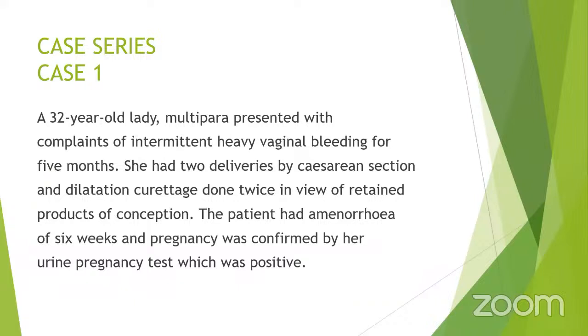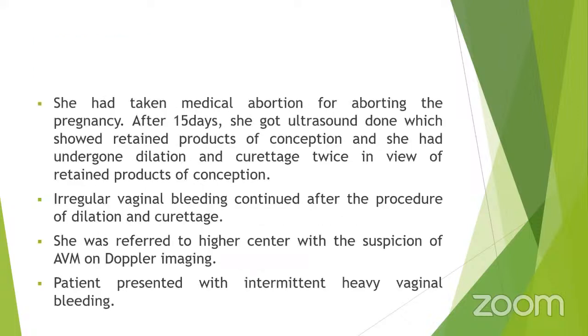Coming to case number one, a 32-year-old lady, multipara, presented with complaints of intermittent heavy vaginal bleeding for 5 months. She had two deliveries by cesarean section and dilatation and curettage done twice in view of retained products. The patient had amenorrhea for 6 weeks and pregnancy was confirmed by UPT, which was positive. She had taken medical abortion for aborting the pregnancy. After 15 days, she got an ultrasound done as a check scan, and she had undergone dilatation and curettage twice in view of RPOC.